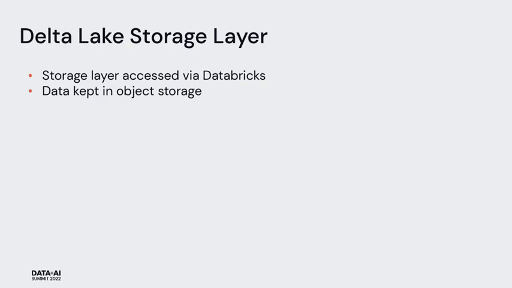When using Delta Lake, your organization stores its data in a Delta Lake storage layer and then accesses that data via Databricks. A key idea here is that an organization keeps all of this data in files in object storage. This is beneficial because it means your data is kept in a lower cost and easily scalable environment. Next, we'll review how Delta Lake guarantees reliable data for an organization.